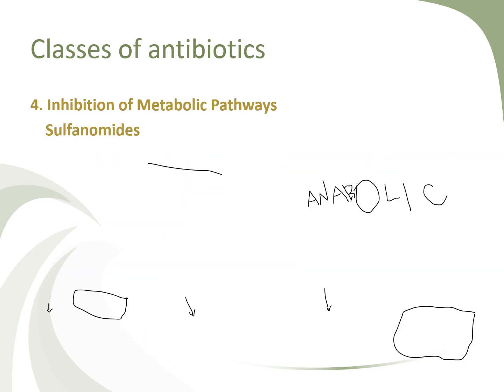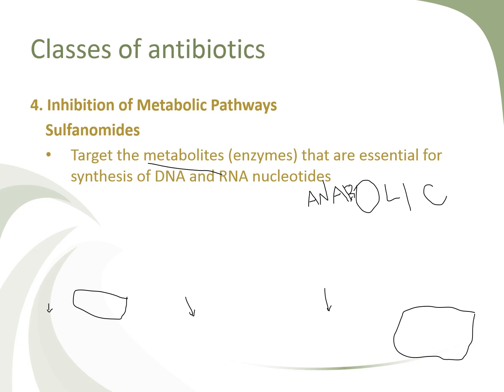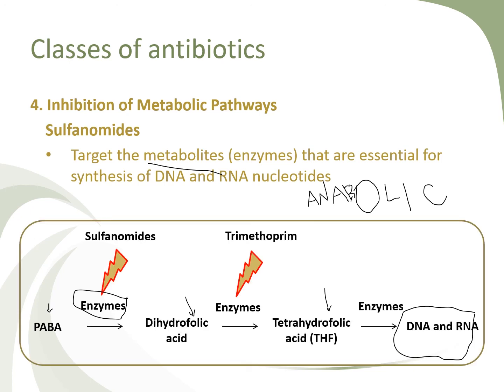The last group now is the inhibition of metabolic pathways. The most famous is the sulfonamides. This antibiotic targets the metabolites that are essential to the synthesis of DNA and RNA nucleotides. For example, I have this metabolic pathway, where I take several small components to create DNA and RNA. So this is an anabolic process, because I take small subunits to create a more complex molecule.